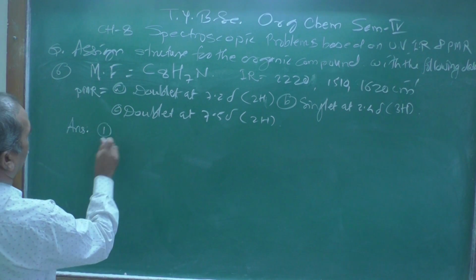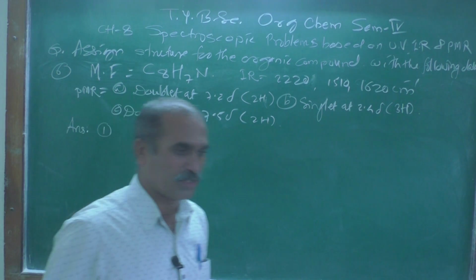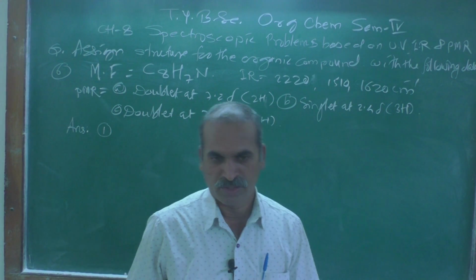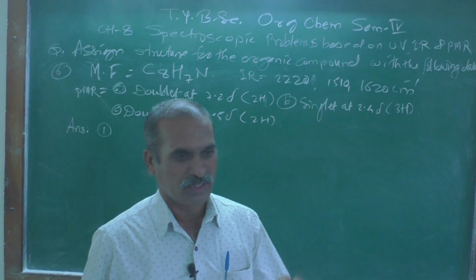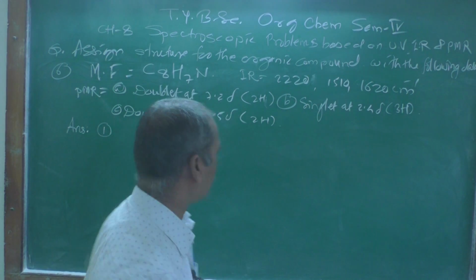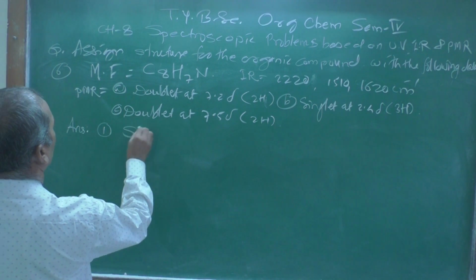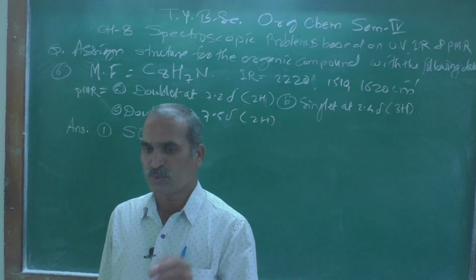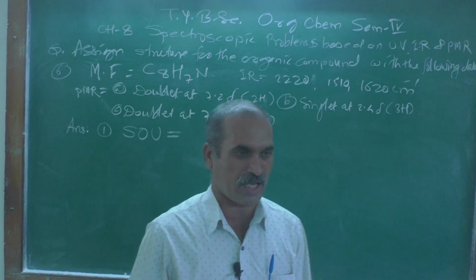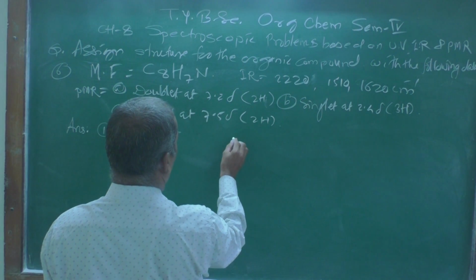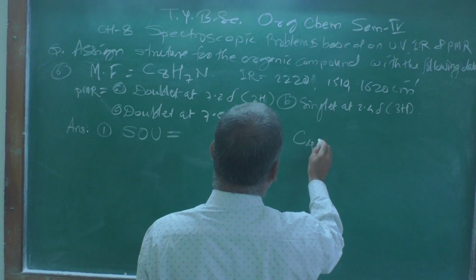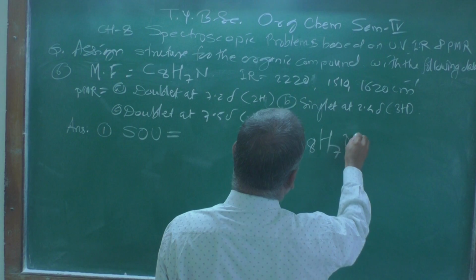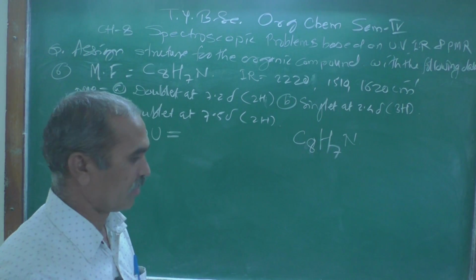What is the first thing to find out? The first thing to find out is the site of unsaturation, SOU. How do we determine the site of unsaturation? As we know, the molecular formula given is C8H7N.